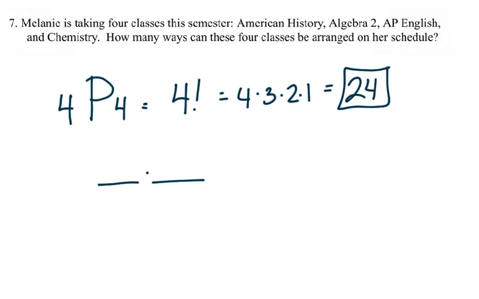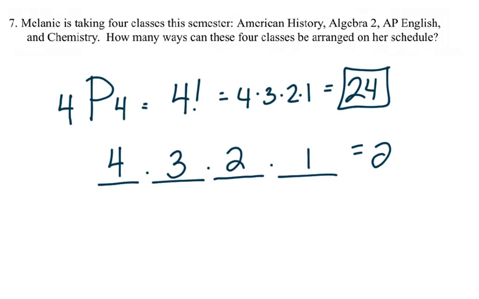Or you can think about it like this. There are 4 different classes, so she's going to choose one. Let's say she's already chosen American History, so there's only 3 options left. And then for the next one there would only be 2 options, and for the next one there would only be 1 option. So there are 2 different ways to think about these problems.